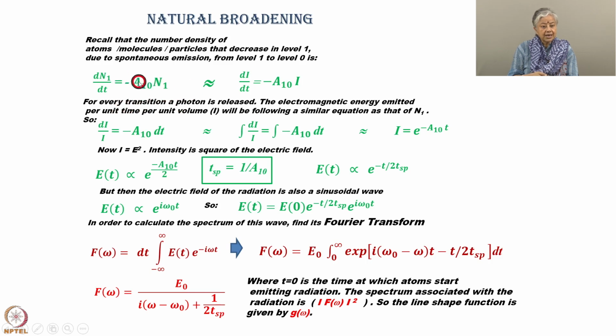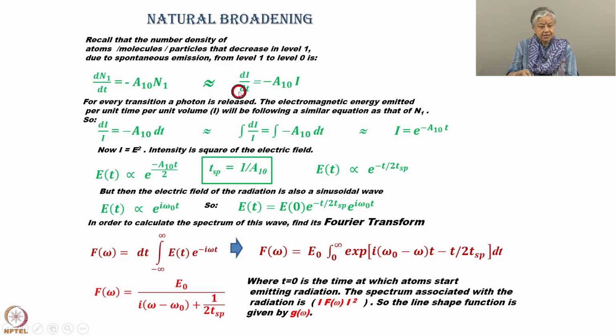And A10 had a unit of rate. So, it gives you the rate at which the molecules fall down from the higher level to the lower level. Okay. So, as the molecules fall down, it is emitting all this spontaneous emission. So, obviously, we can equate this to the intensity of the spontaneous emission. Okay. If the number of molecules that are falling down from the top level to the bottom level is large, then obviously the intensity also will be large.